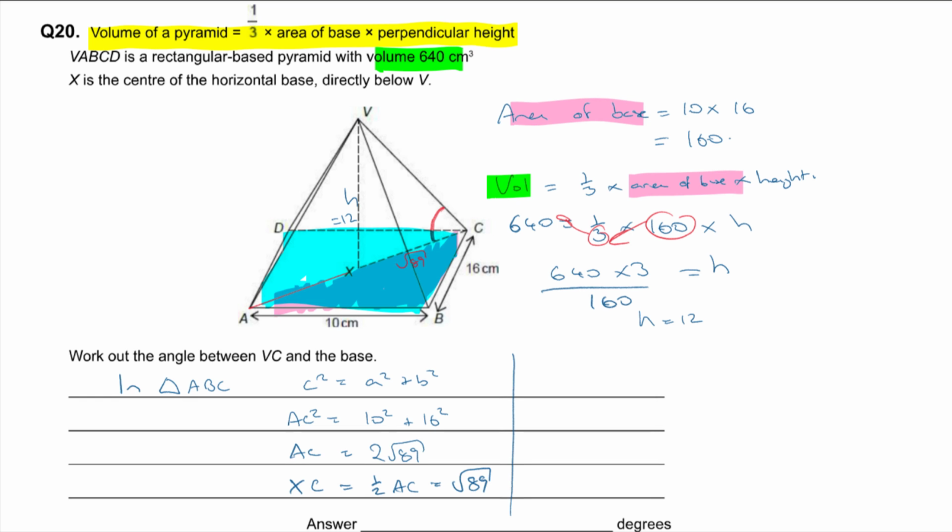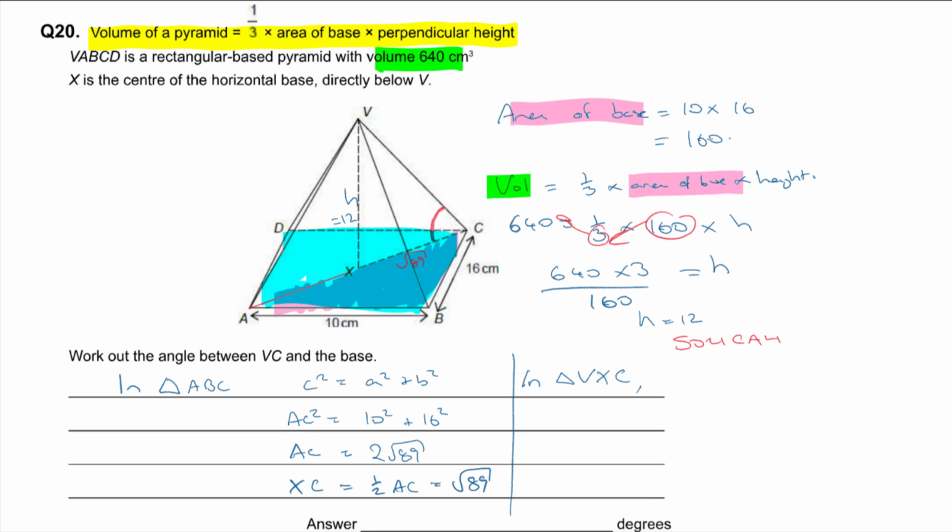So now I can switch to triangle VXC. In triangle VXC, it's always a good idea just to say what you're doing and where you're doing it. It makes the work easier for the examiner to follow. They want to award you marks, but they need to understand what it is you're doing. So just make it clear to them. I'm going to be using SOHCAHTOA again here.